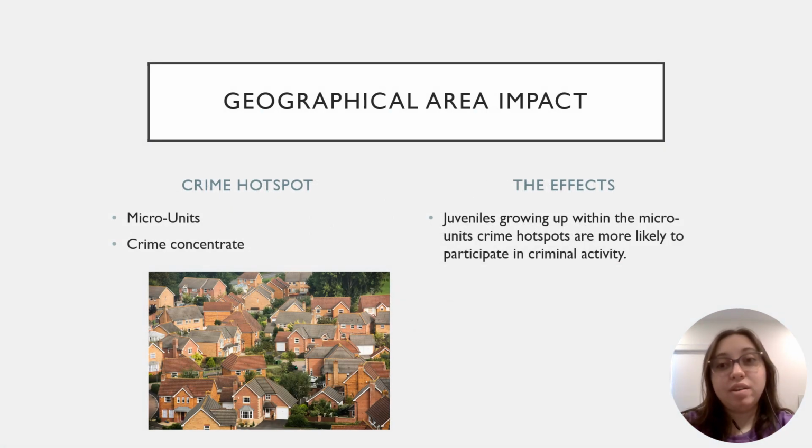A cause for an influx of criminal activity, and where criminals are found, is geographical areas. So basically, in crime hotspots, we're going to have micro units. A micro unit is addresses, facilities, street segments, small clusters of street segments, and they usually highlight the crime hotspots.